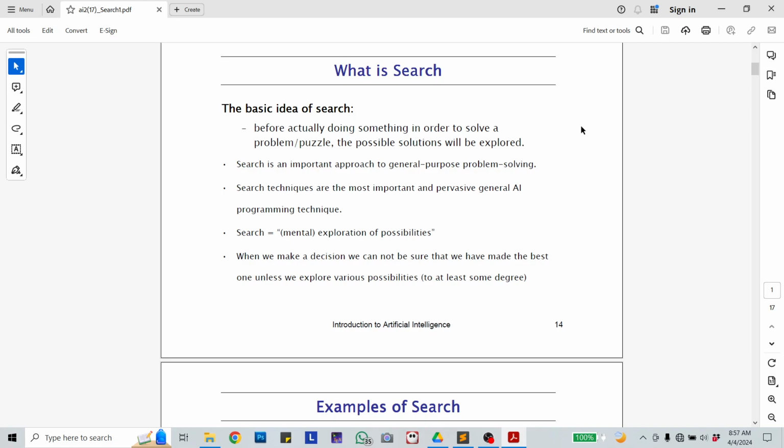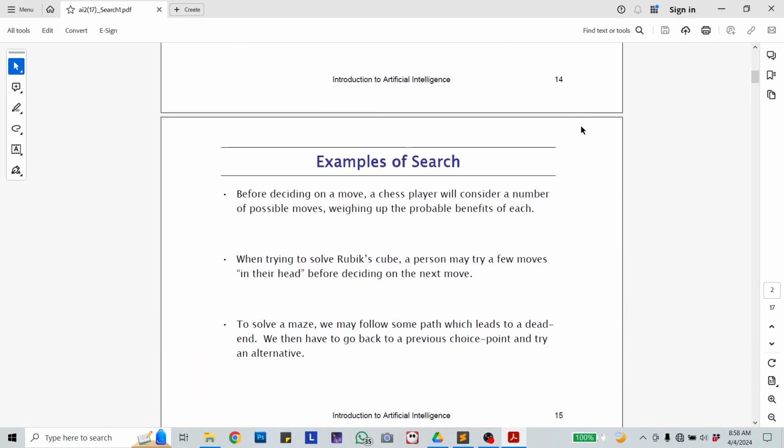Vice versa, somebody might be looking for a husband or a boyfriend. So that search answers a problem. And we are saying that a search is an important approach to a general purpose problem solving technique. Search techniques are most important and pervasive when it comes to general artificial intelligence. So search is more like a mental exploration of possibilities. So we have different degrees of search.